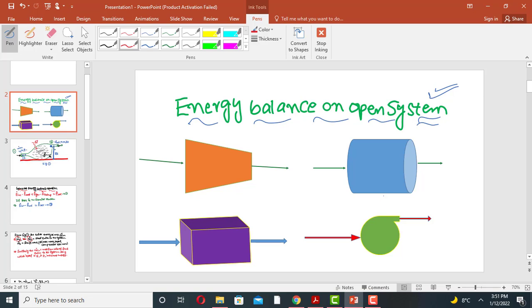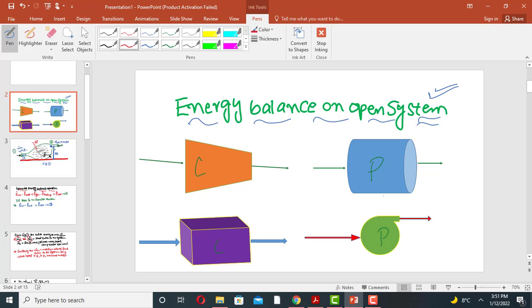So for example, this is an open system. This is a compressor. Compressor is an open system. This is a pipe. This is an open system. This is a pump. This is an open system. This is a channel for flow of water. This is an open system.